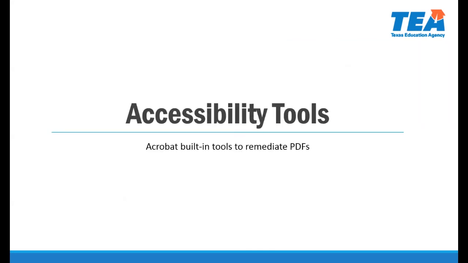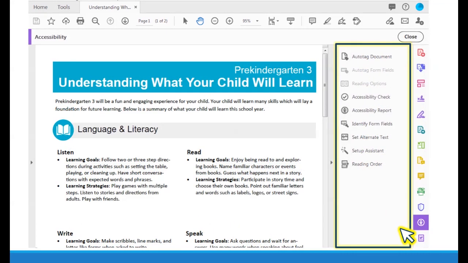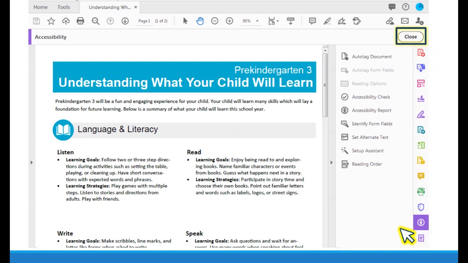Acrobat has built-in accessibility tools to help remediate PDFs. To access the accessibility tools, click on Accessibility from the right side Tools pane. The Accessibility panel opens and displays the different options or tools. Also notice the main tools are now minimized all the way to the right of the pane for easy access to switch to other tools. You can also close the accessibility tools by clicking the Close button at the top of the pane.